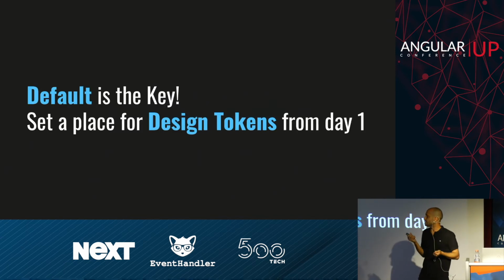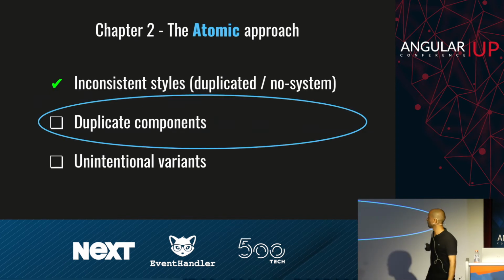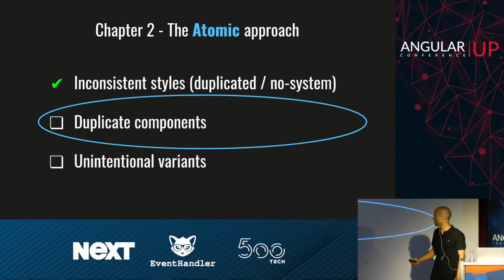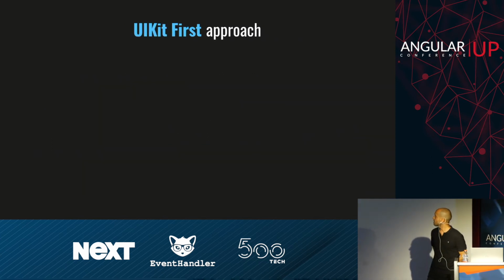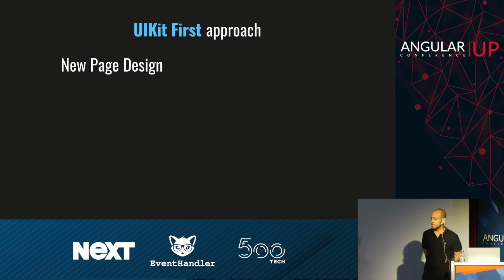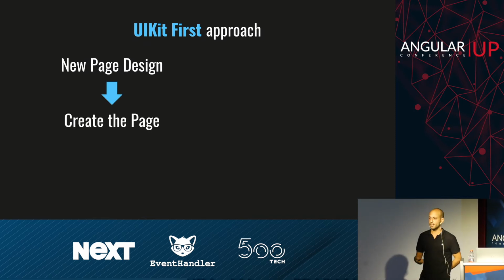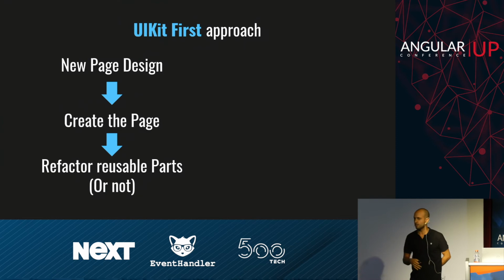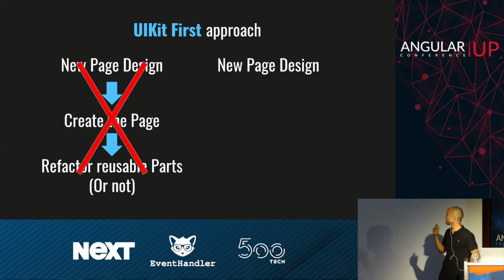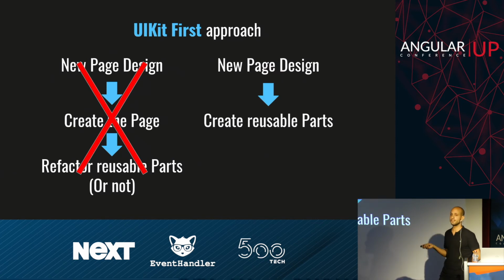And it means that the default is the key here. If we set a place for design tokens from day one that we start working on the application, we can solve that. It will be easier to maintain down the road. Duplicate components. So what we usually do is, when we get a new page design, we create the page, and later down the road, we refactor the reusable parts, or not. But what we can do instead is get a new page design, create the reusable parts first, and use them to build our pages.